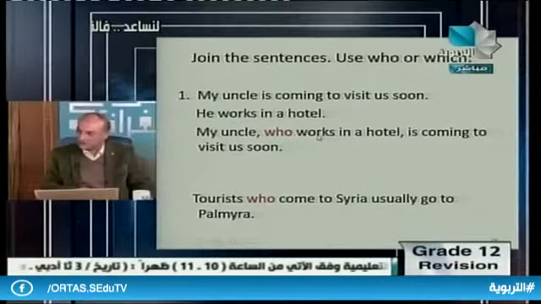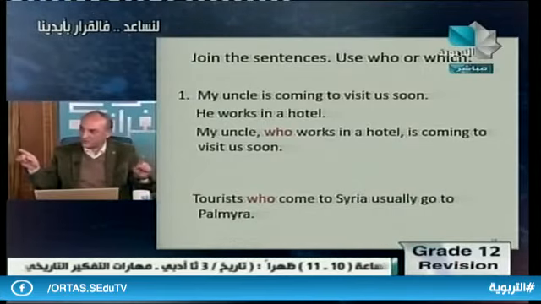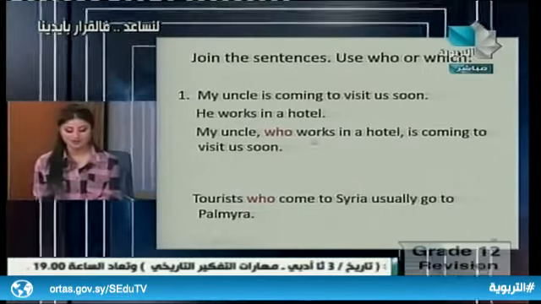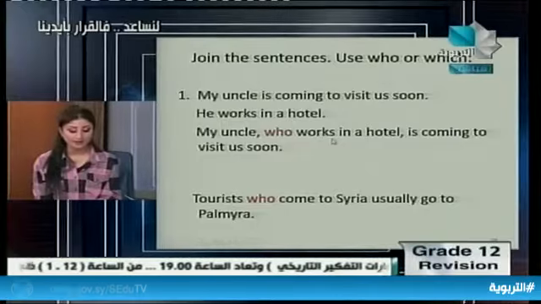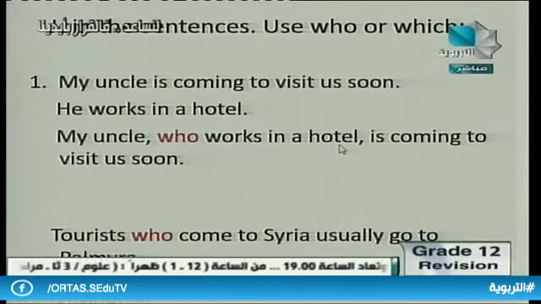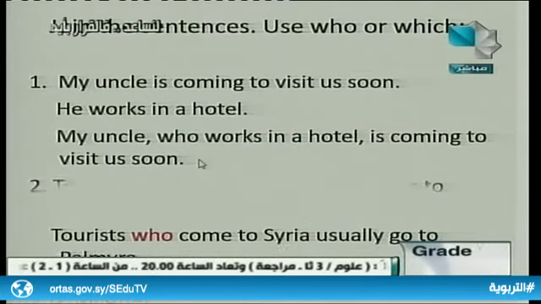Here, the purpose of using the relative clause is to add extra information, not to define. And in this case, that's why we use two commas here. It becomes: my uncle, who works in a hotel, is coming to visit us soon. I can delete who works in a hotel. It's extra information. Miss Susan, please, the next one.